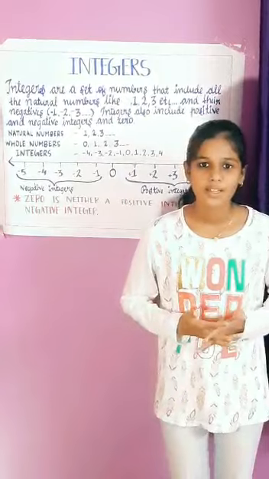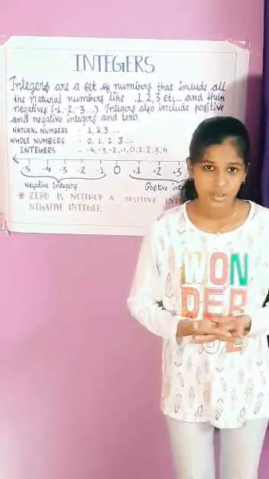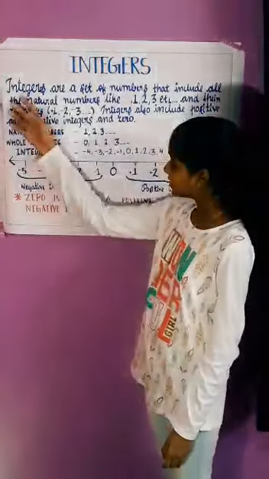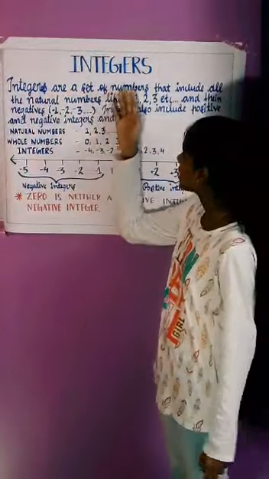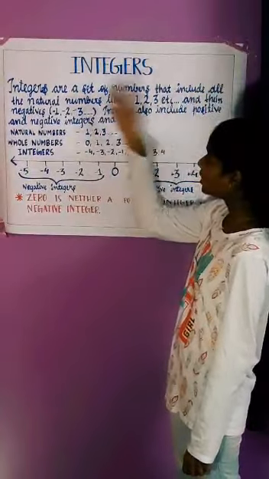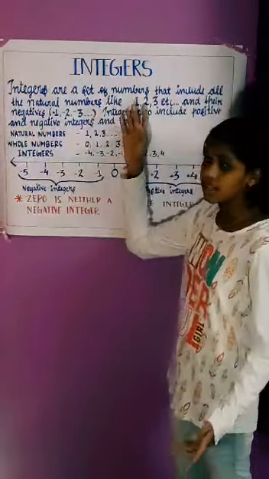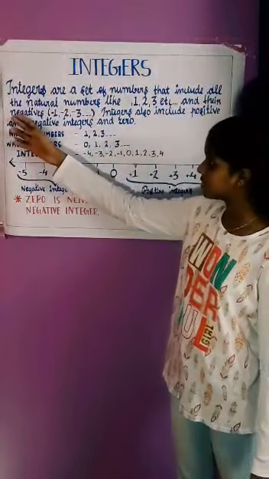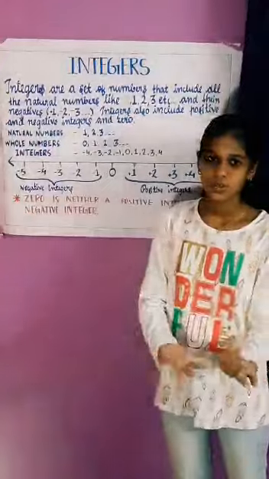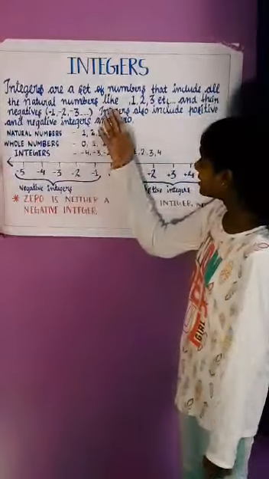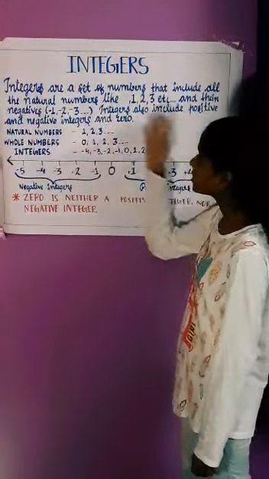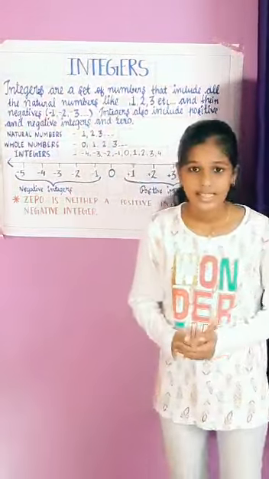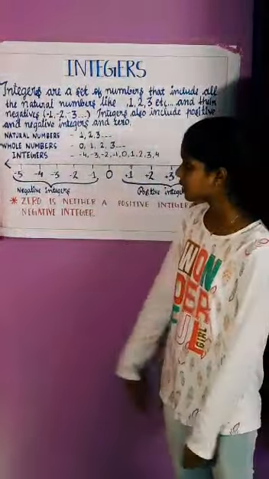Before moving to our topic, let me ask you a question. What are integers? Integers are a set of numbers that include all the natural numbers like 1, 2, 3, etc. and their negatives like -1, -2, -3 and so on. Integers also include positive and negative integers and 0. For better understanding, let me give you some examples.